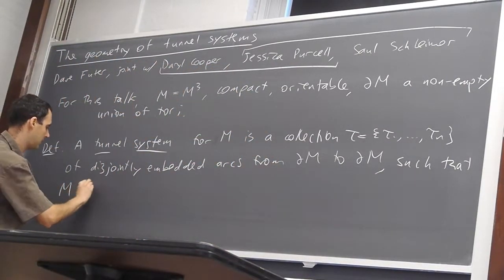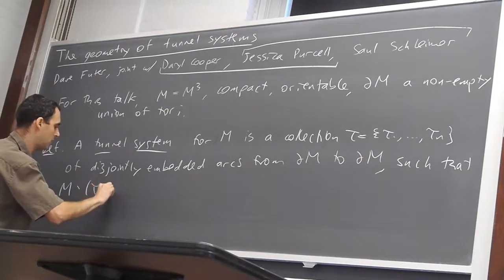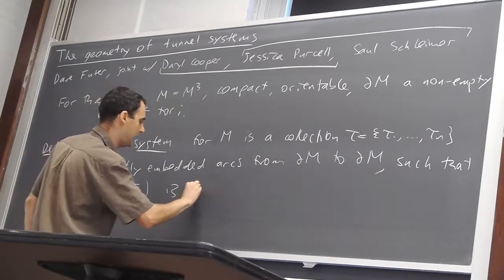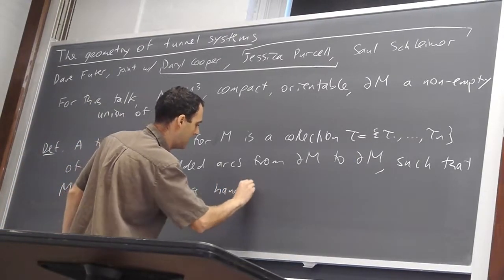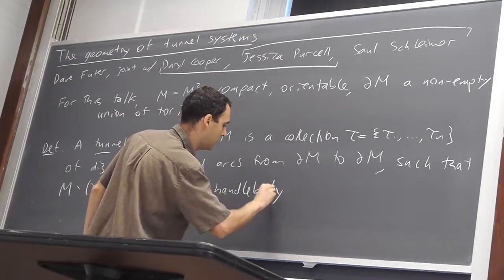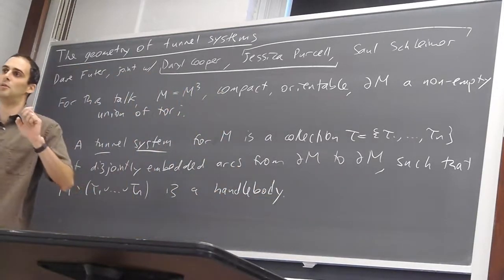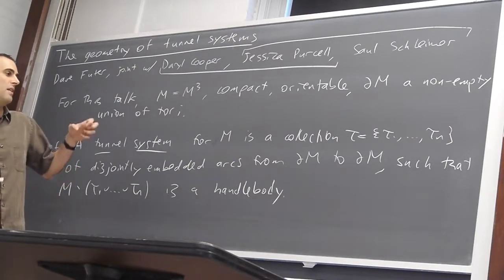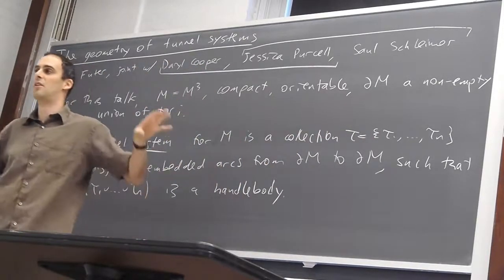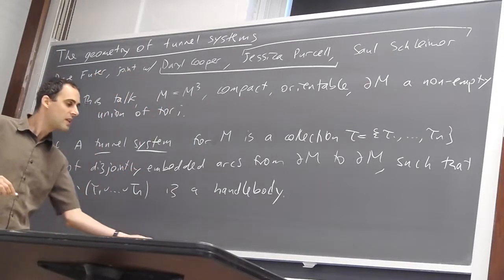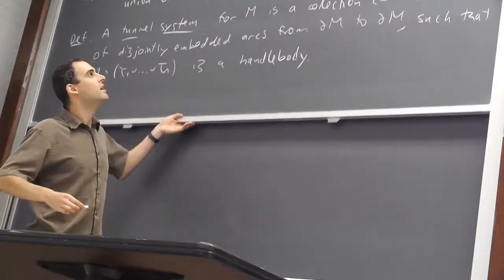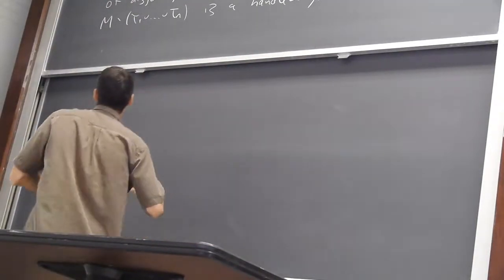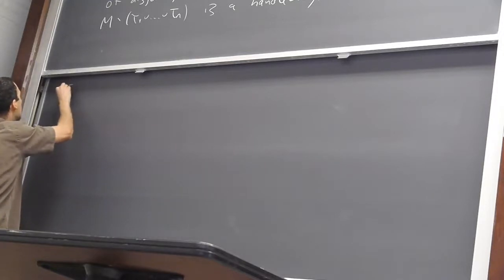M minus tau 1 through tau n is a handlebody. I'm going to be kind of loose and sloppy with interior versus closure, so technically you have to drill out a neighborhood of those tunnel arcs, but good enough. So, I'll give you a couple examples, if you haven't seen this definition before.